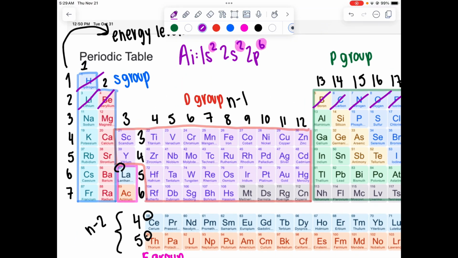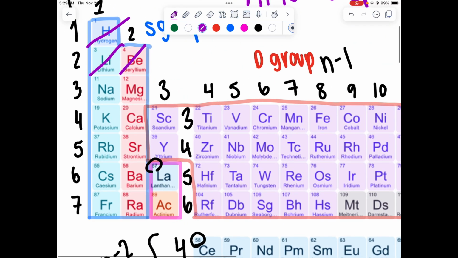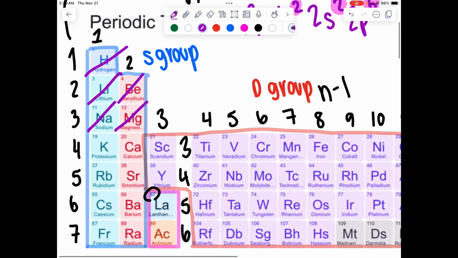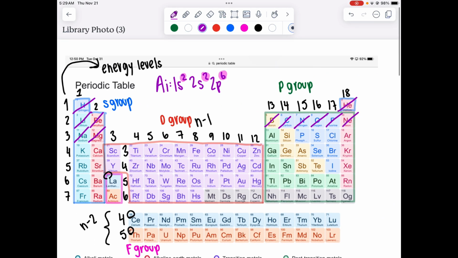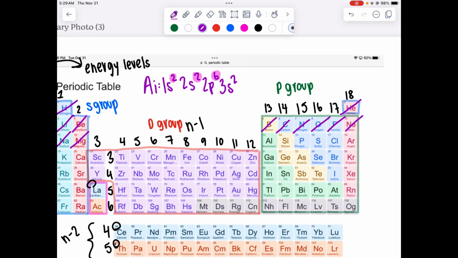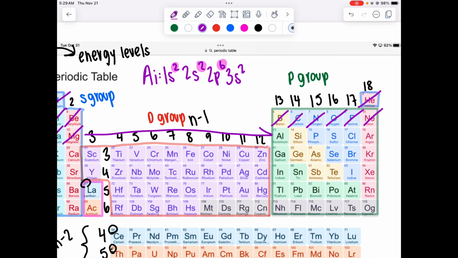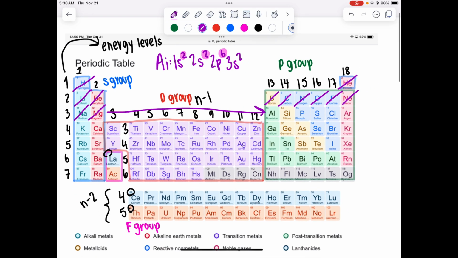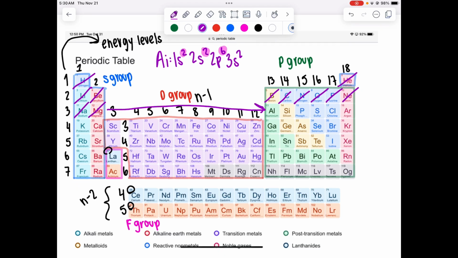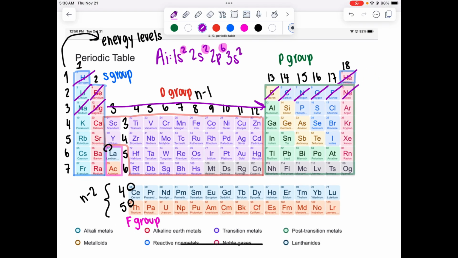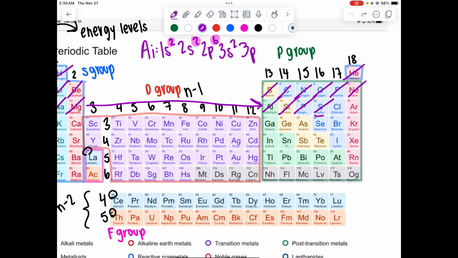So it's the same process. Basically, we're in row 3 now, right? So we have 2 in the S group. So we're going to say in row 3, 3S2, and now we're going to move to the P group because that's what's next. Okay, so if we were trying to find, for example, sulfur, we would go 1, 2, 3, 4, and then we put 3P4. But here we're trying to find aluminum.